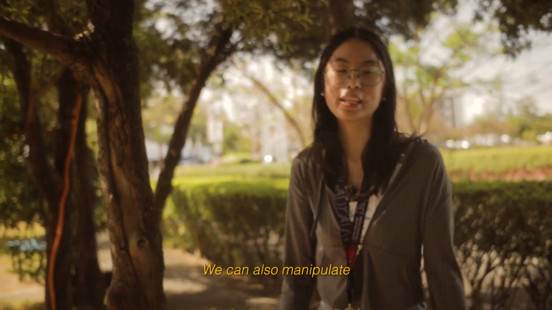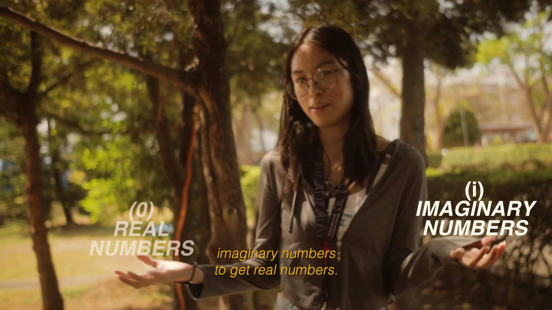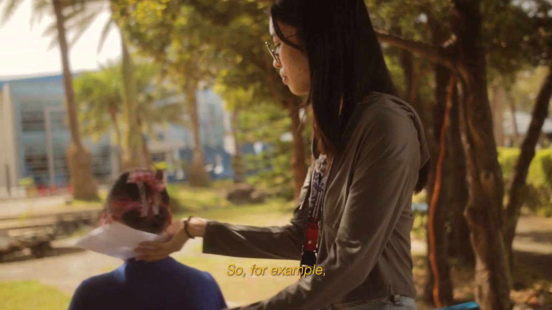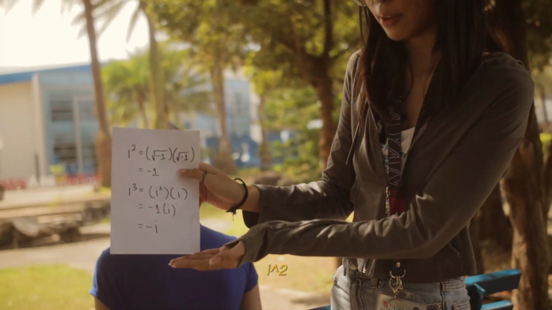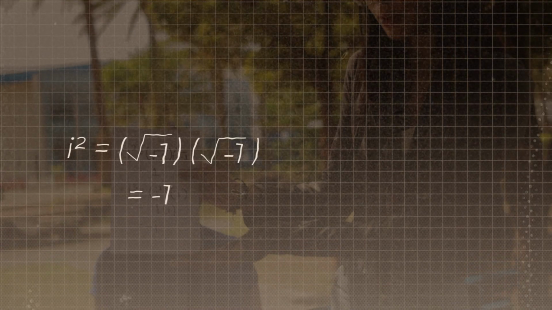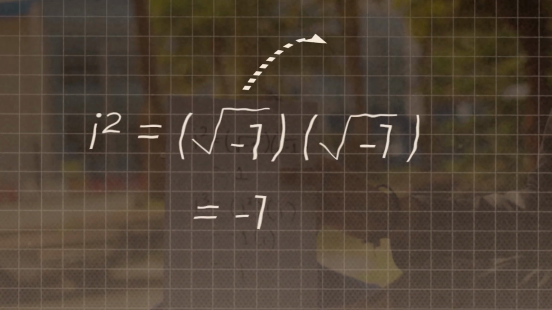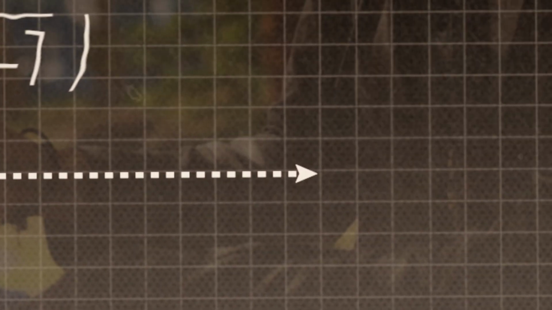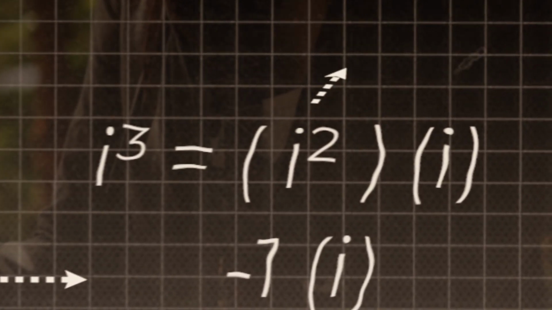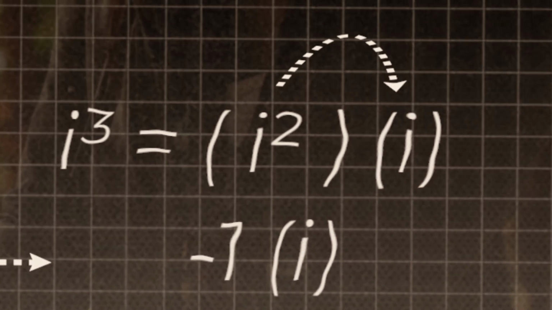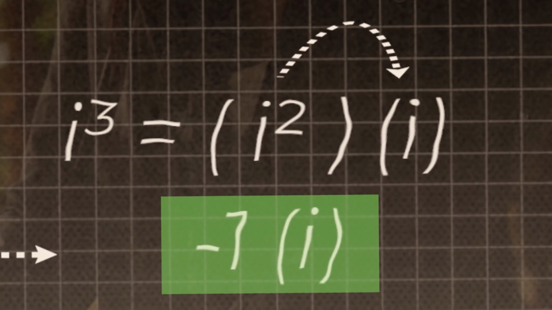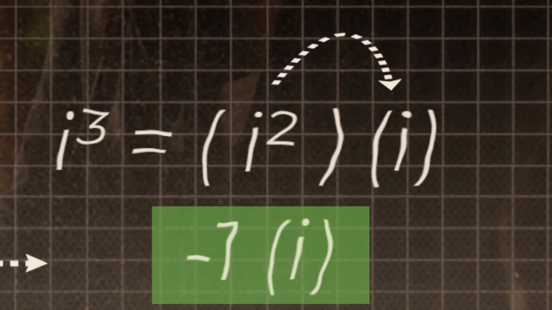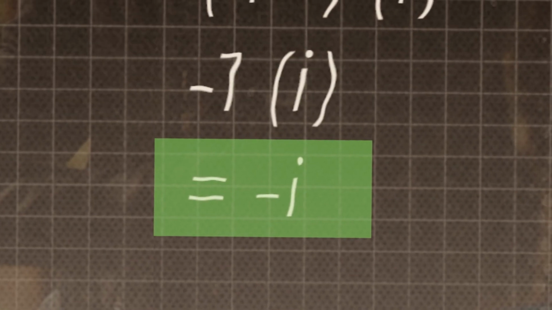We can also manipulate imaginary numbers to get real numbers. So, for example, I squared. I squared is equal to the square root of negative 1 times the square root of negative 1, which is equal to negative 1. I cubed is equal to I squared times I. And we learned that I squared is equal to negative 1. So it becomes negative 1 times I, which is equal to negative I.